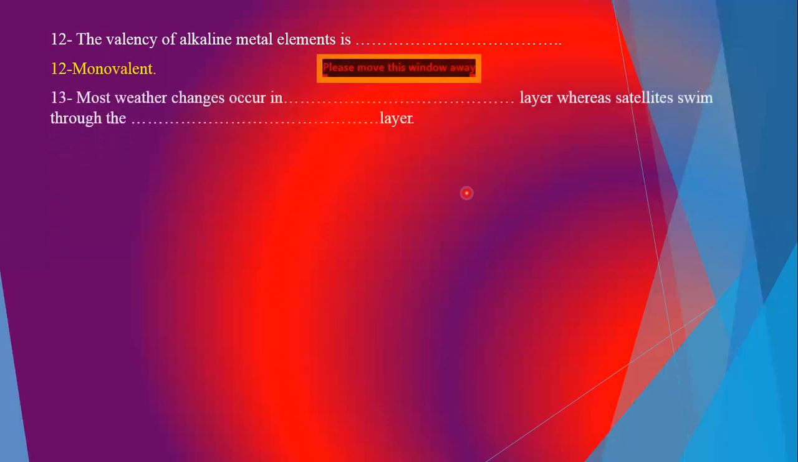Monovalent زي ما احنا قلنا. Most weather changes occur in which layer؟ طبعا كل ال weather changes mostly بتحصل فين؟ In our layer هي troposphere layer. Whereas satellites swim in أو through the طبعا exosphere layer.